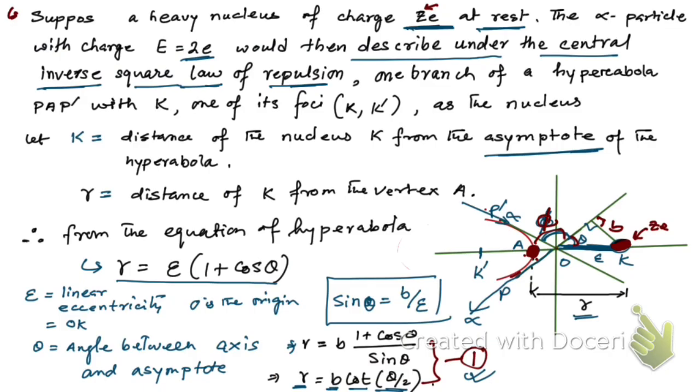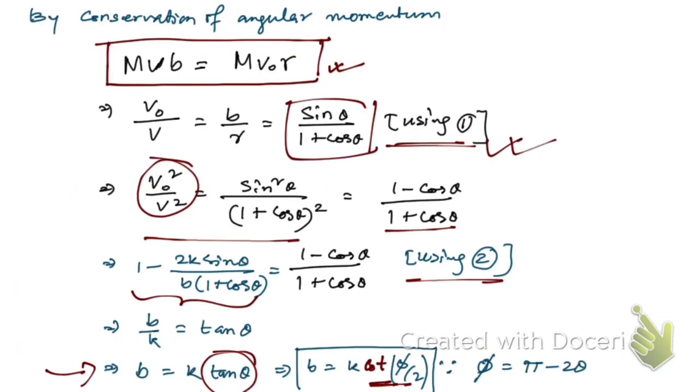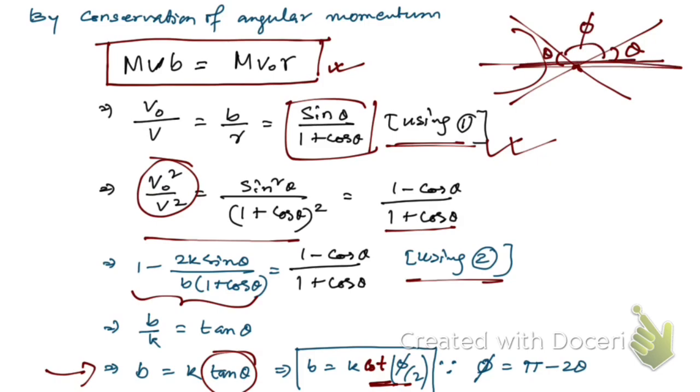Okay, now let me draw the diagram again here. This was the part, and asymptote, this is another asymptote. If this angle is theta, this must also be theta, and this is phi. So this angle is 180 degrees, that is pi. So we can write from the diagram that pi is equal to theta plus phi plus theta, which means phi is equal to pi minus 2 theta.